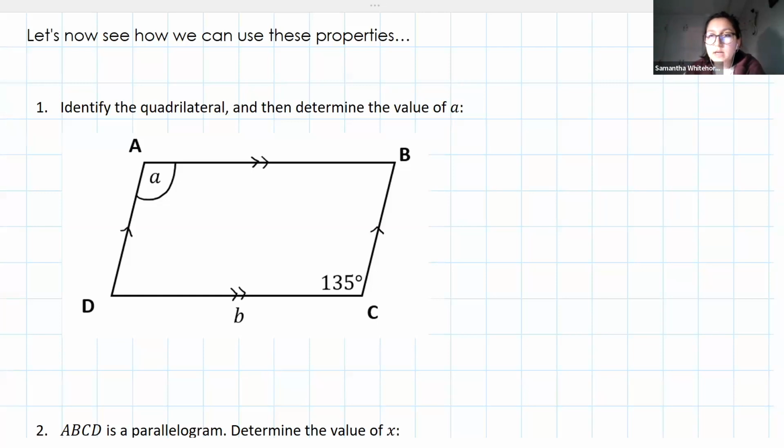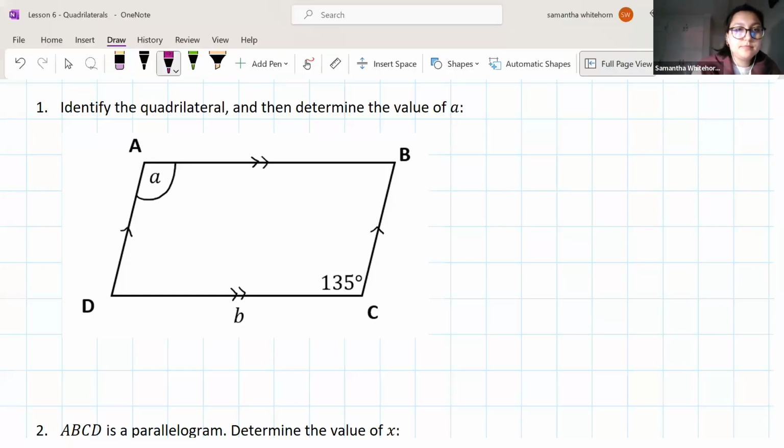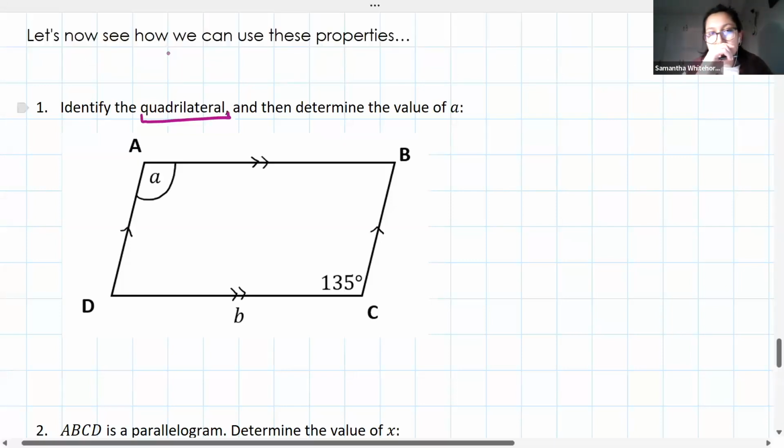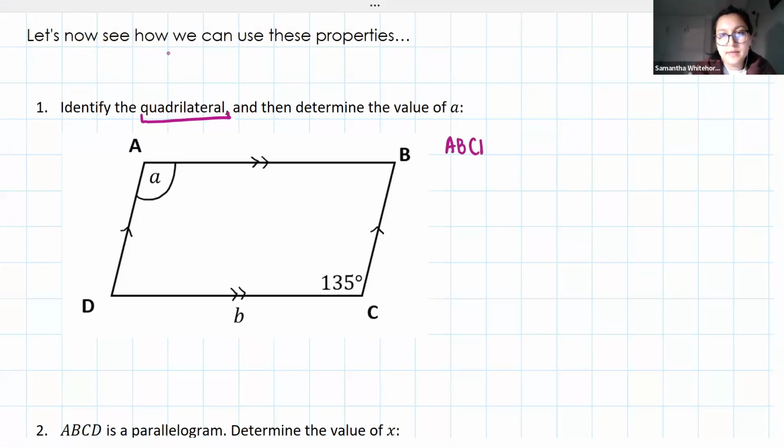Okay, so guys, in the chat, what type of quadrilateral is ABCD? Based on just the information you have, what type of quadrilateral is it? Okay, so yes, we can say that ABCD is a parallelogram.